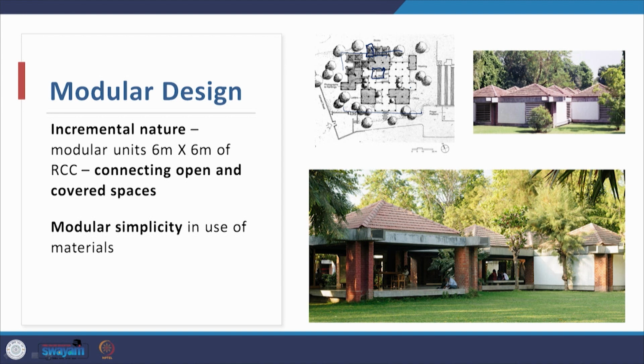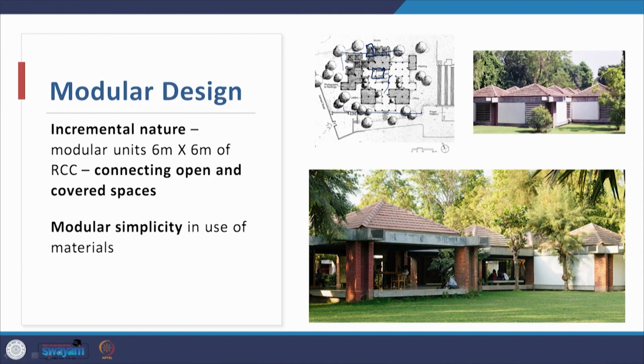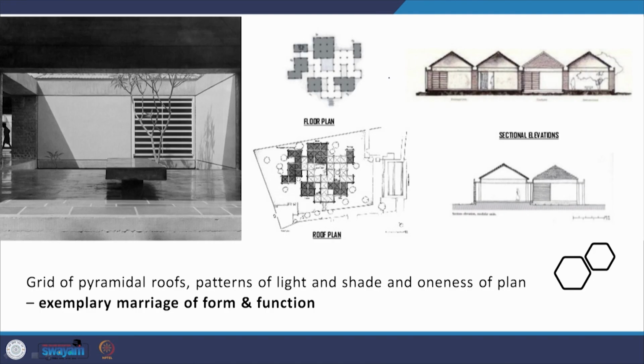The combination of open-to-sky pavilions, then the covered pavilions, and then the intermediary meandering spaces in between. So it's a grid of pyramidal roofs with patterns of light and shade, and there's a oneness of plan. It's a very interesting marriage of form and function, and the overall arrangement speaks of tremendous simplicity. But when you look at the way the buildings have been organized, it is very clear that the simplicity has been achieved with a lot of effort and care. That is why it still continues to be probably one of the best works of Charles Correa.